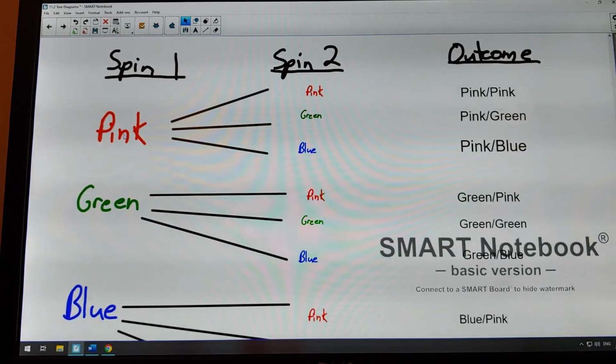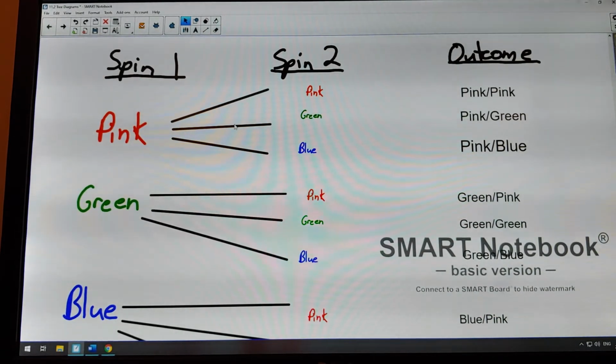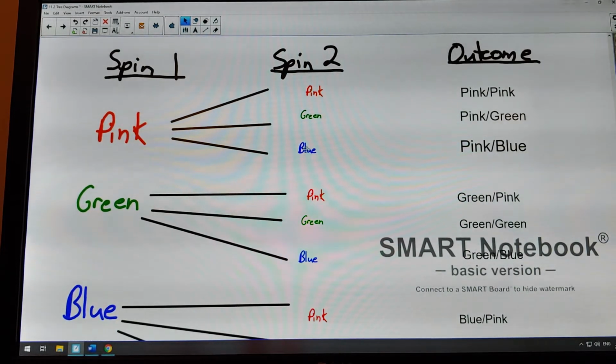So how to do that? Well, follow this along. We're starting here, we're at pink, and follow it to the end, pink. So that gives us pink, pink. Start here and go to the next one down, which is along here, green. So pink, green is the next outcome. And go back here, follow it to the next one down, blue: pink, blue. So basically what we're doing is following the path through to each separate endpoint.